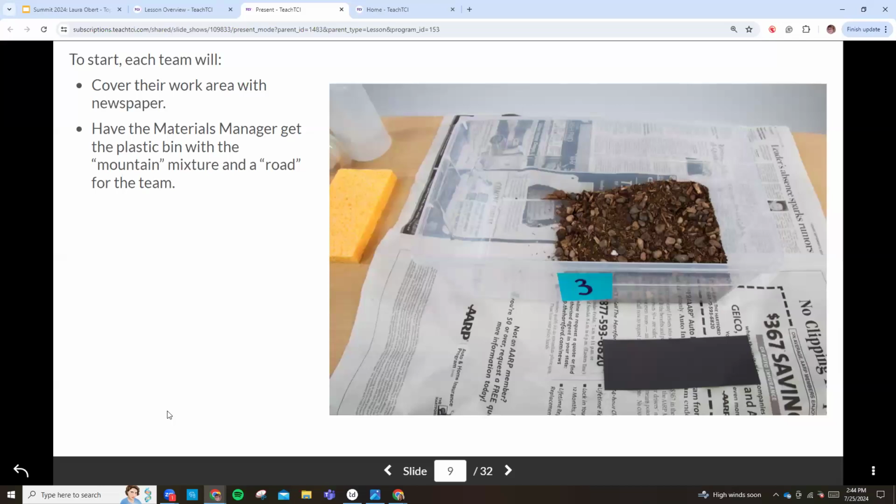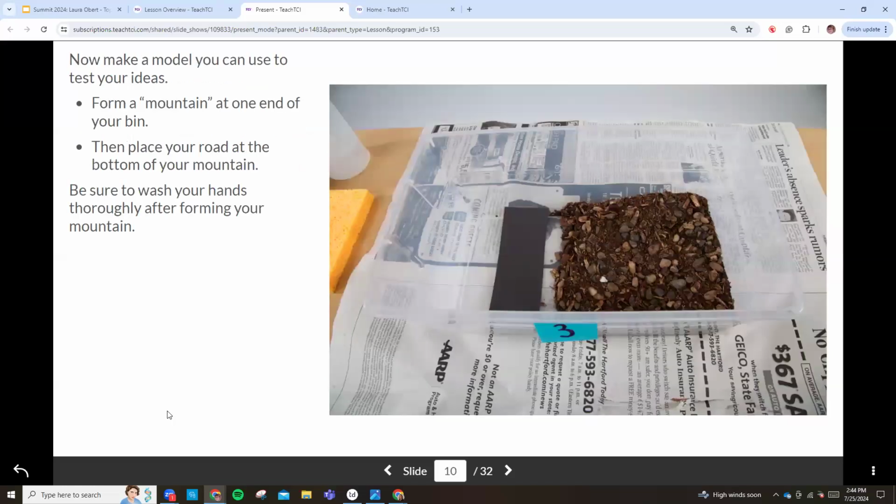Each team is going to cover their area with newspaper so that we don't make a gigantic mess. And then you're going to get your materials manager to go up to the front with the teacher and grab your bin and your mixture or your road. And so we're going to be gathering a mixture of soil and rocks to mimic and model landslide materials. As you are now creating your model, you're going to be able to form a mountain within your bin by pushing it over to one side, kind of similar to what we saw in those videos where we observed the rocks falling in a landslide.